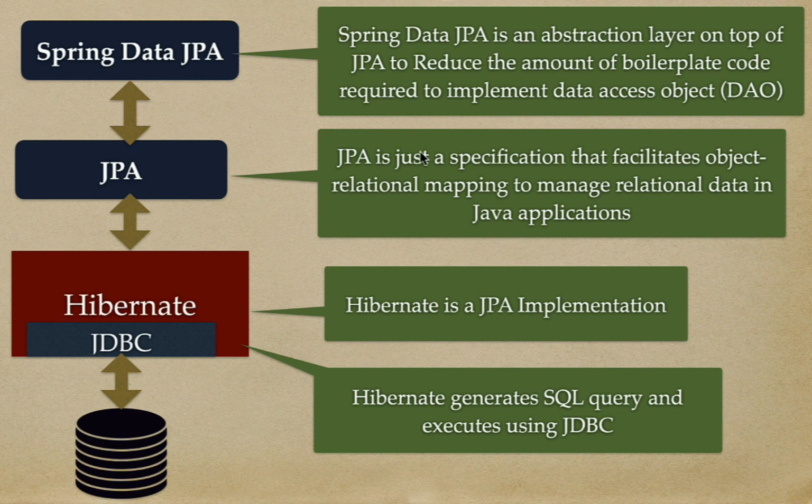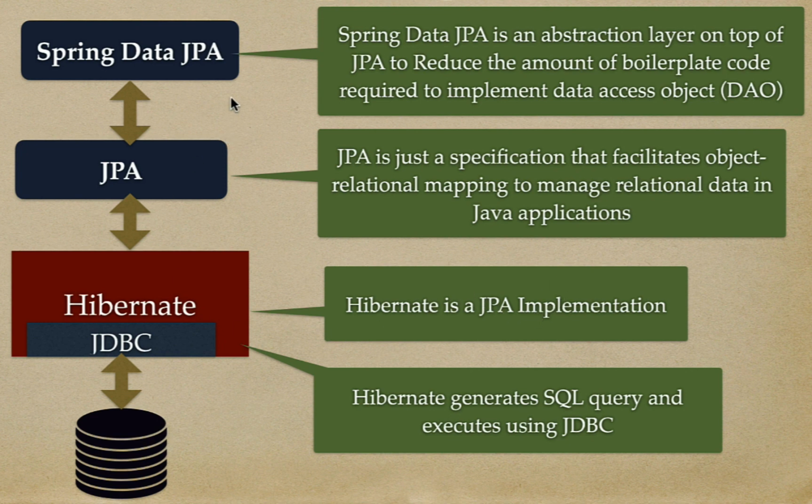It means that instead of creating the SQL statements, we can directly persist an object into a relational database table using JPA. And JPA is just a specification. It doesn't have any implementation, right? So that is where Hibernate comes into the picture. Hibernate is basically an ORM framework that implements JPA specification. So Hibernate is a JPA implementation provider.